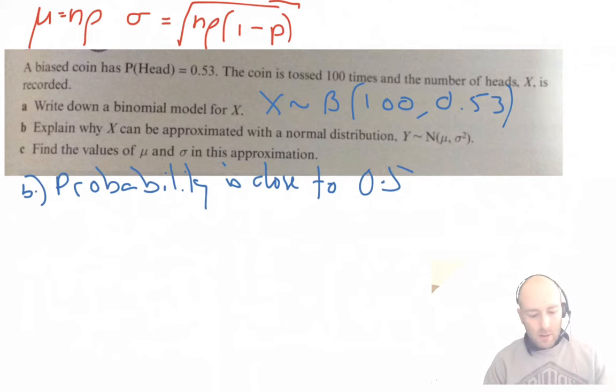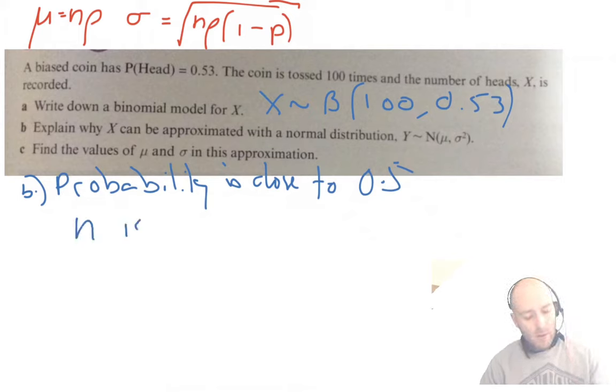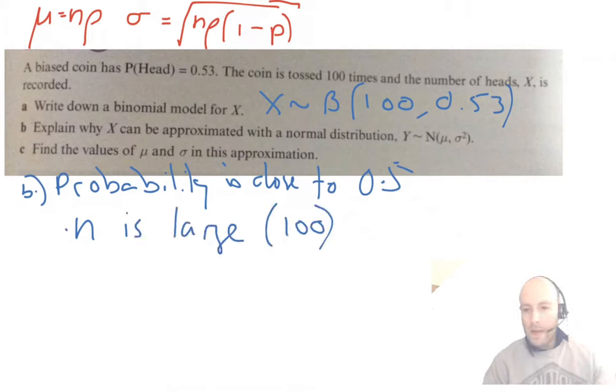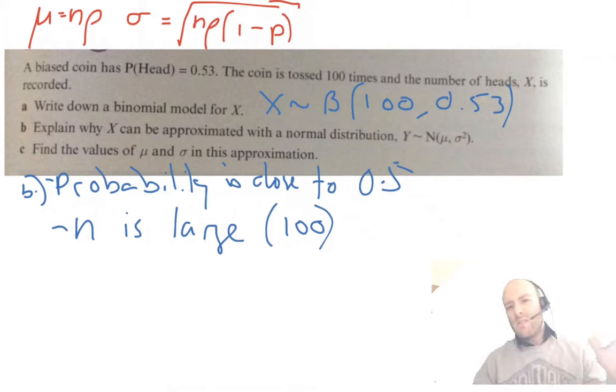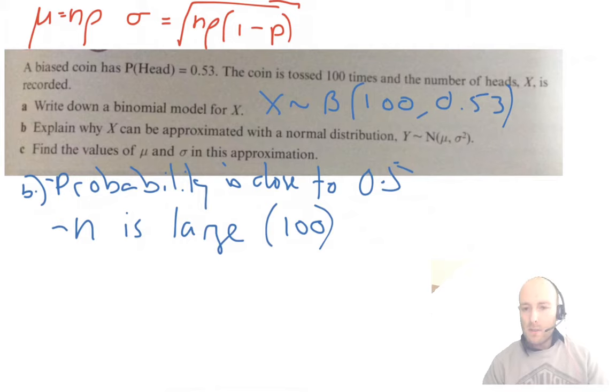And what's the other reason? So that covers the probability. What's the other aspect that we need to include? N is large. So throwing a coin 100 times, that's enough data points, enough trials to be a bit closer to a continuous distribution. Nice and good answers there from you guys. Thank you, everybody.